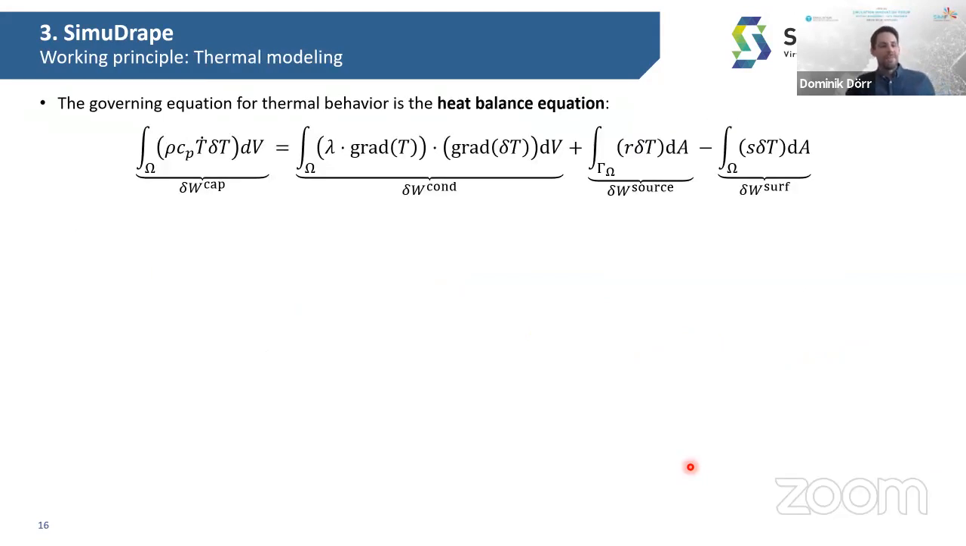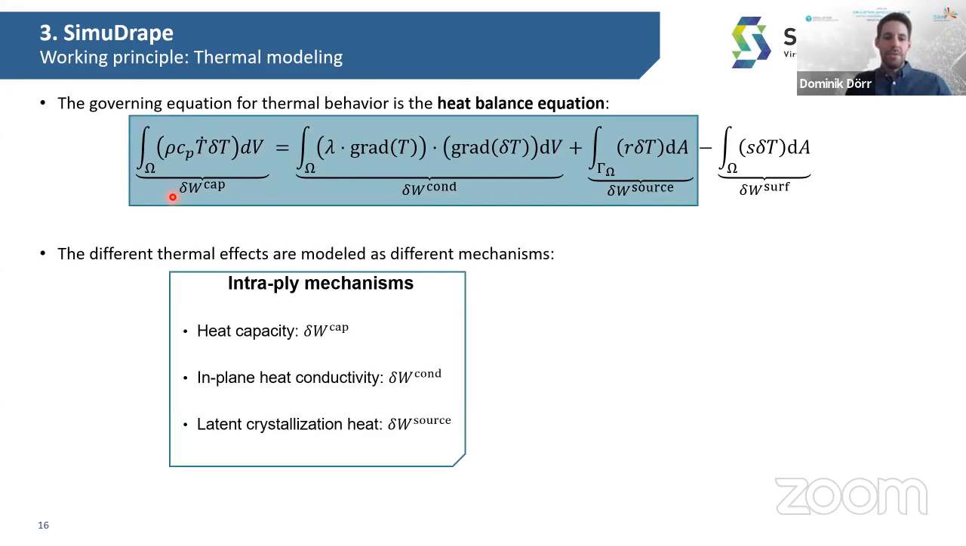One remaining slide regarding the theoretical background. It's on the thermal behavior. And the thermal behavior, of course, is described by the heat balance equation. This heat balance equation splits into different terms, as we can see down here. And these different terms can also be related to different mechanisms. So we have the so-called intra-ply mechanisms, which of course is the heat capacity. We have the in-plane heat conductivity, and we also do have the latent crystallization heat, because crystallization is an exothermic process, and therefore we need to account for the heat release of the crystallization.